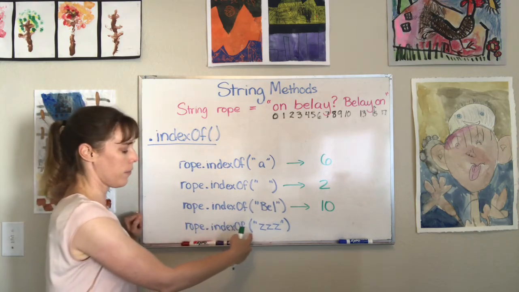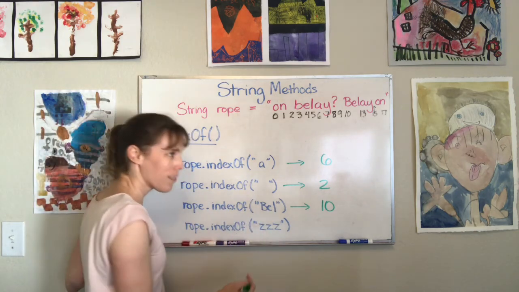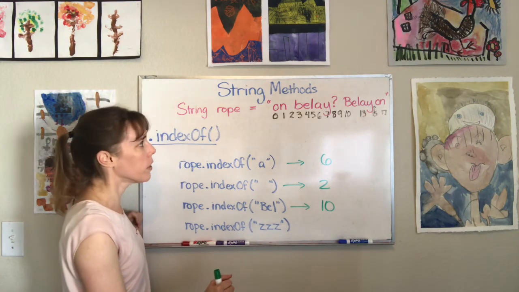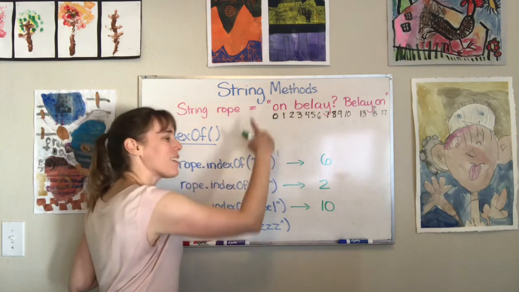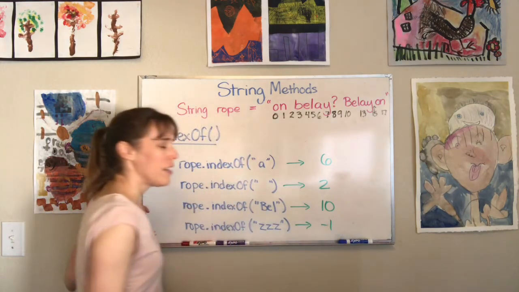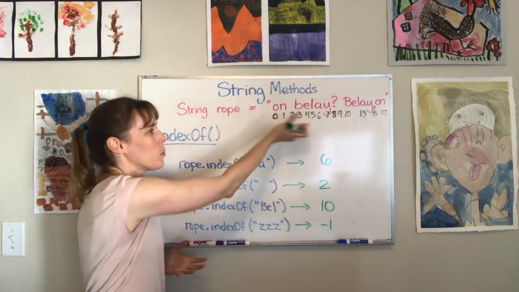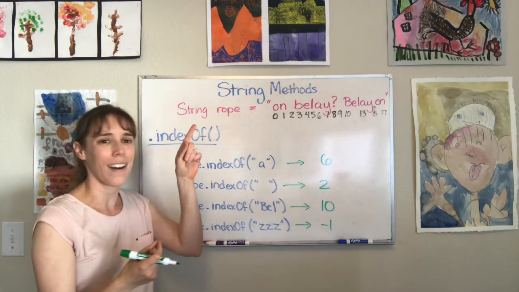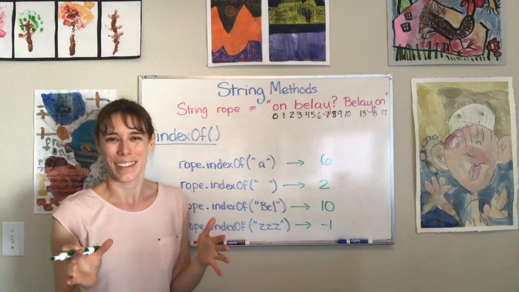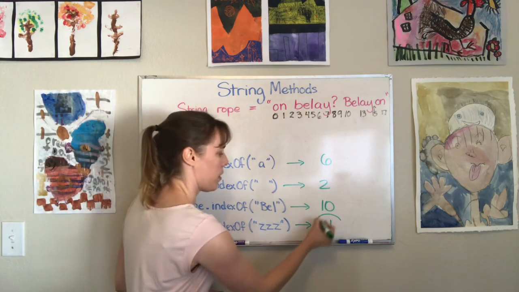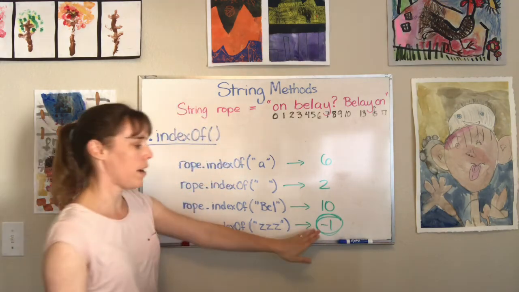If I ask it for index of Z, right? There are no Z's in this. Certainly not 3 of them. So if it doesn't find it, it will return -1. -1 is clearly not a reasonable index. You start counting at 0. So when you see -1, you go, aha, it's not there, all right? That's the goal here. So if you're looking for something and it's not found, it will return -1.